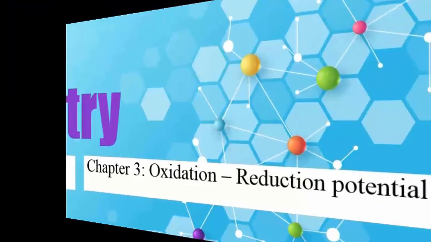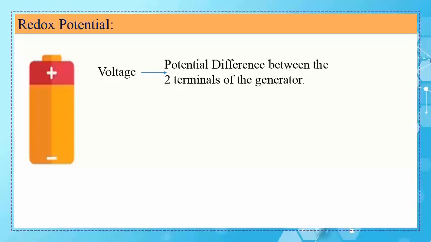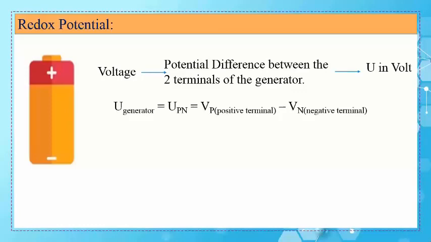What is a redox potential? Concerning this battery, you've taken in physics that a voltage represents the potential difference between the two terminals of the generator, also known as U in volts. So the rule will be U of the generator equals U_PN, V of the positive terminal minus V of the negative terminal. V here represents the potential, and here is the difference between them.